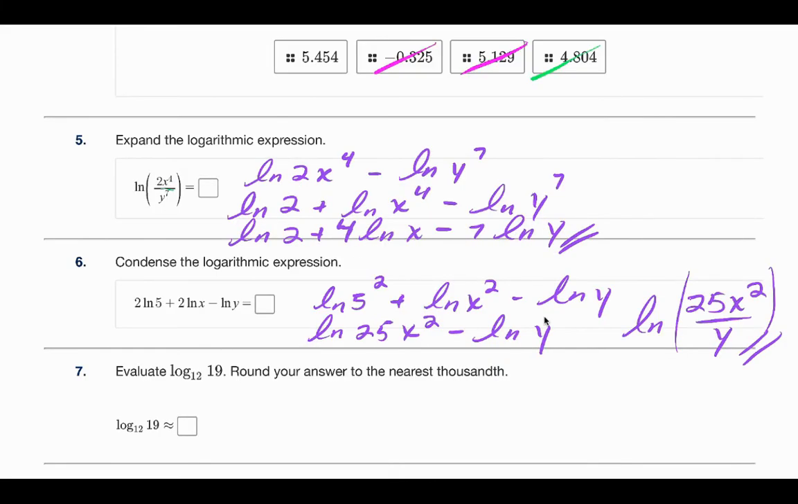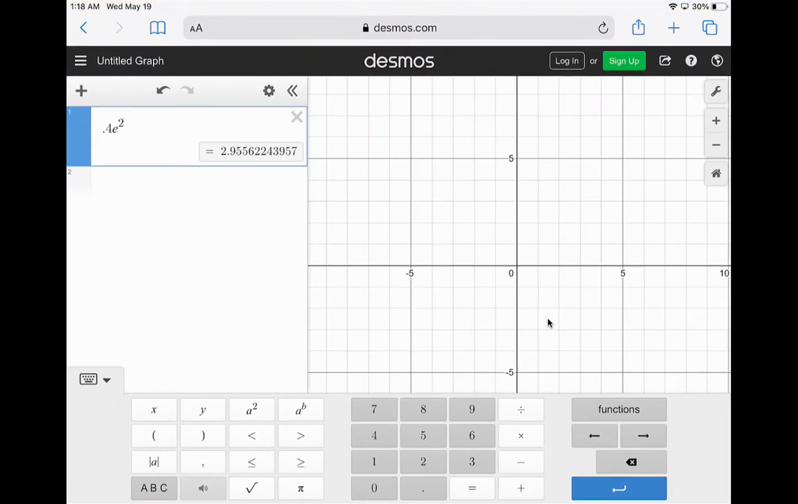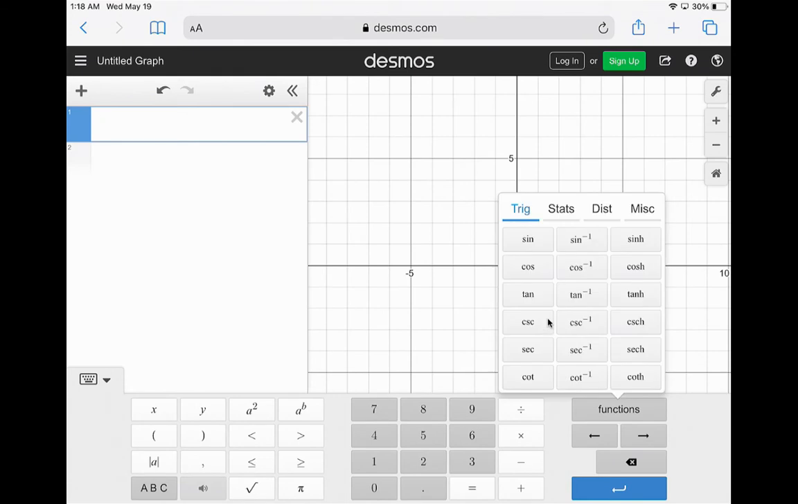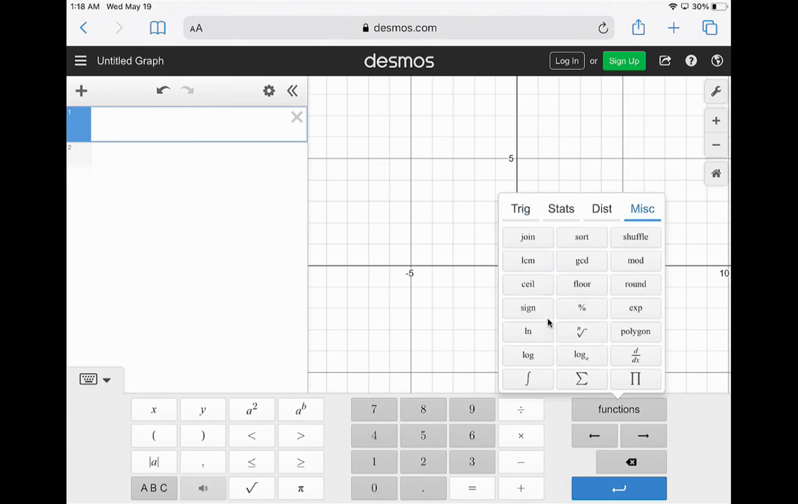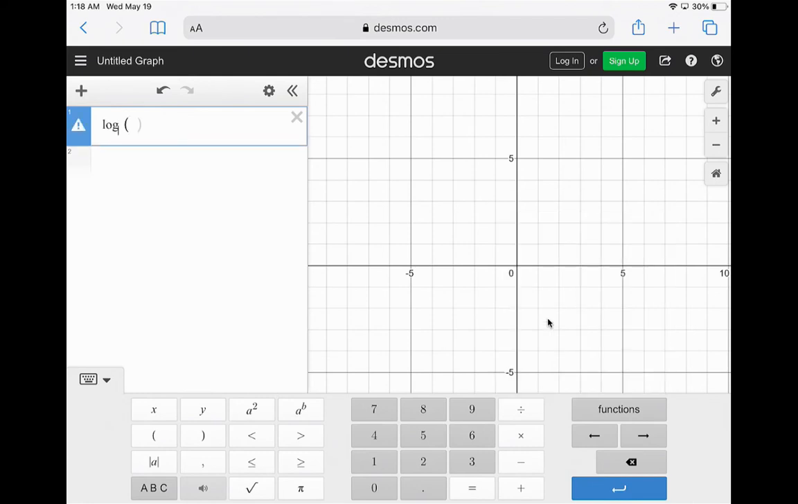Let's go back to our decimals. Let's get rid of this one. And I just told you we're going to write log. So let's see, I have log under miscellaneous here, I believe. Yep, there it is, log. I can do log to the 12. So I'm going to go 12, and then I'm going to go into my parentheses, and what am I supposed to put in? 19.